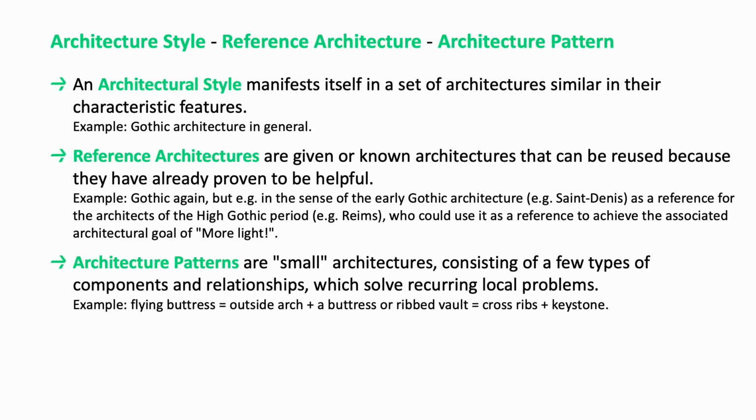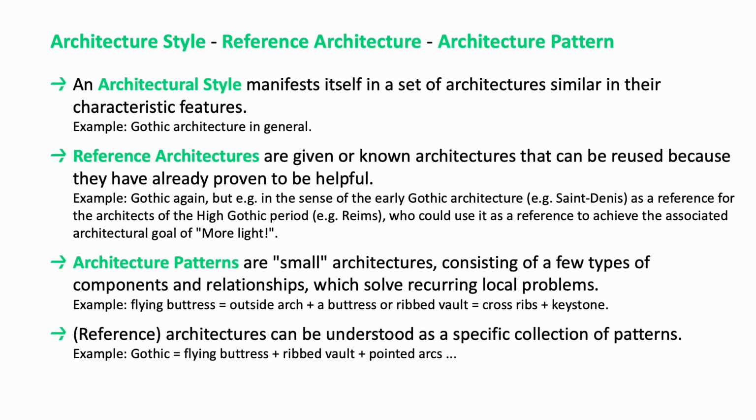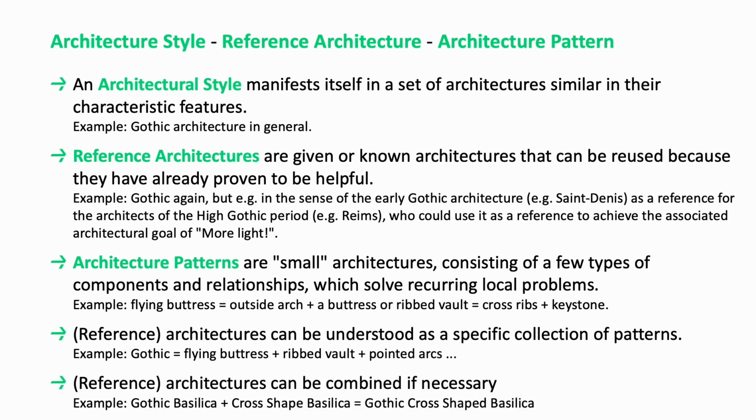Architectural patterns are small architectures, consisting of a few types of components and relationships that solve recurring local problems. For example, the pattern flying buttress consisting of an outside arch plus a buttress, or the pattern ribbed vault consisting of ribs plus the keystone. Architectures or reference architectures can be understood as a specific collection of patterns. This relates these two terms to each other. Example: Gothic reference architecture includes the patterns flying buttress, ribbed vault, etc. And architectures or reference architectures can be combined if necessary. Example: Gothic plus cross-shaped basilica equals Gothic cross-shaped basilica.